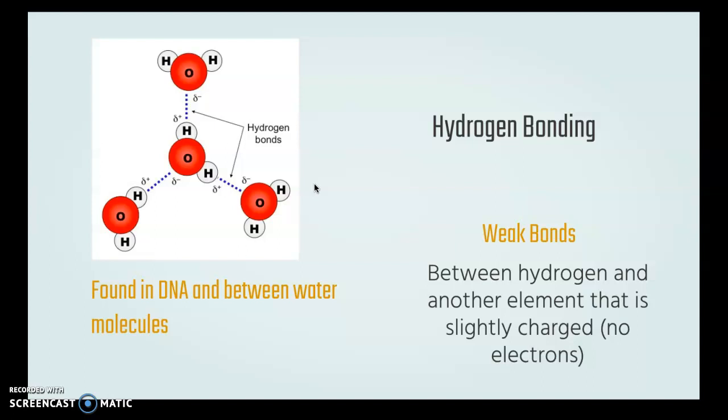The last type of bonding we're going to talk about is bonding that we've talked about before. It's hydrogen bonding. We talked about this with DNA. They are weak bonds that can be temporarily broken. It tends to be between hydrogen and another element that is slightly charged. In this one, you're actually not involving electrons. This can be found again in DNA and between water molecules. So if you look here, there's no electrons being involved. It's just hydrogen being attracted to this oxygen which is slightly negative.